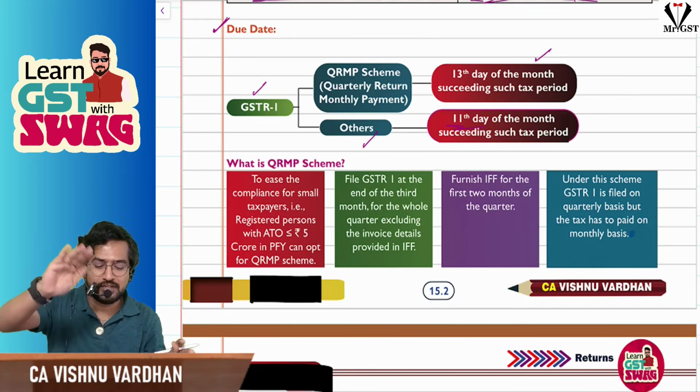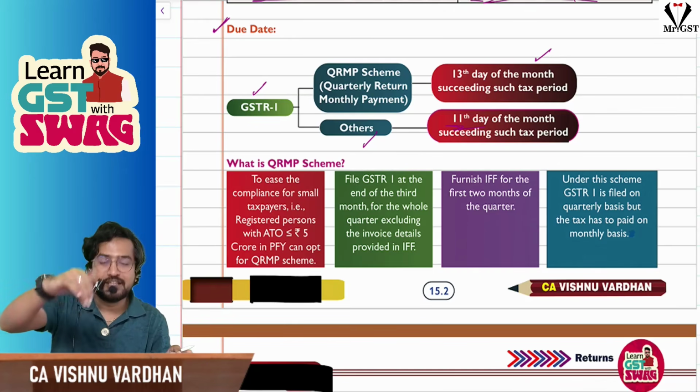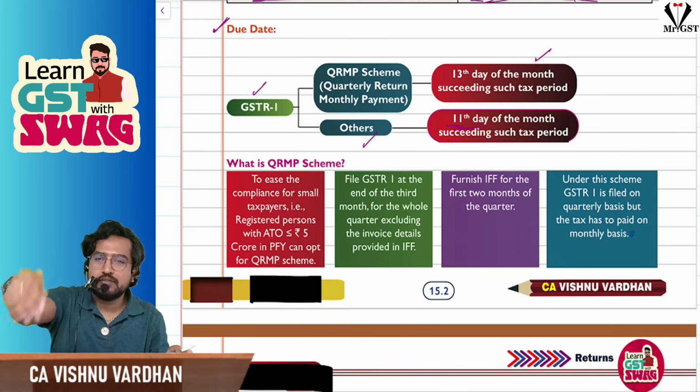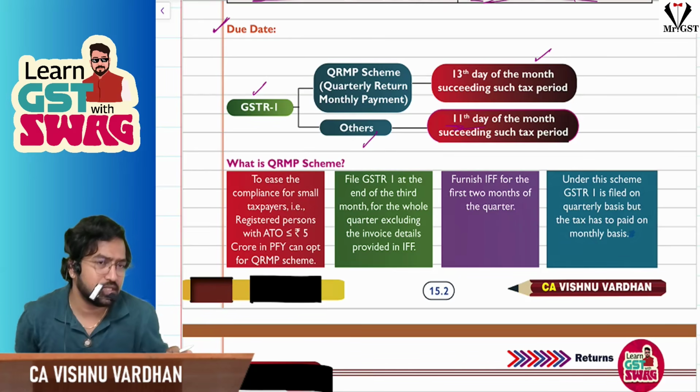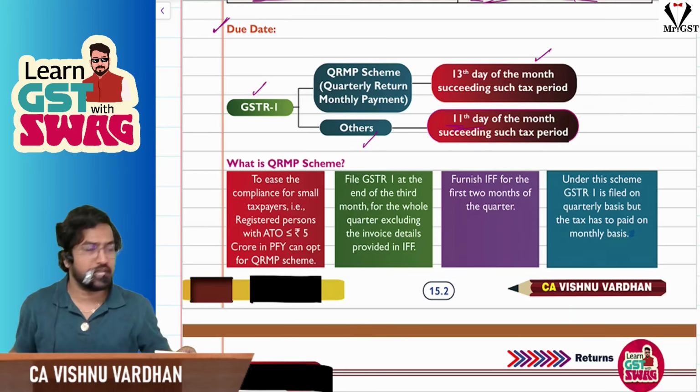Listen, sir, till the 13th, you will keep on giving invoice details in the portal. So on the 14th, the portal will generate what? GSTR-2B. Am I clear?